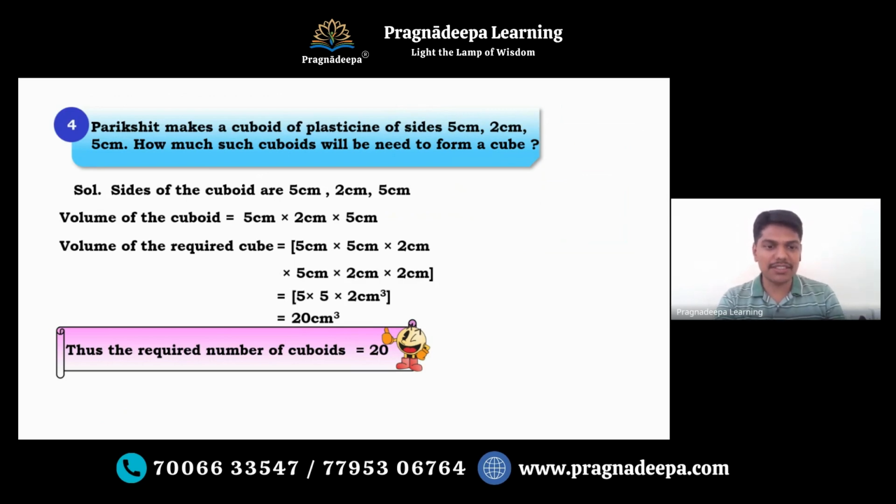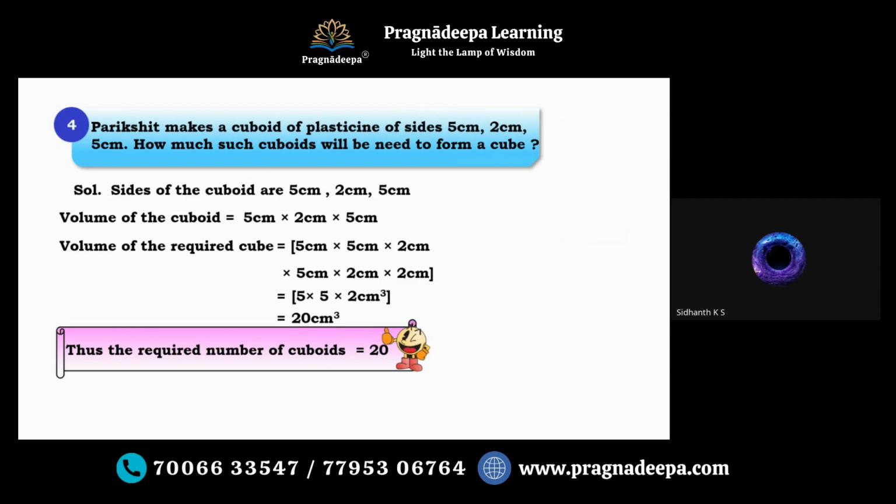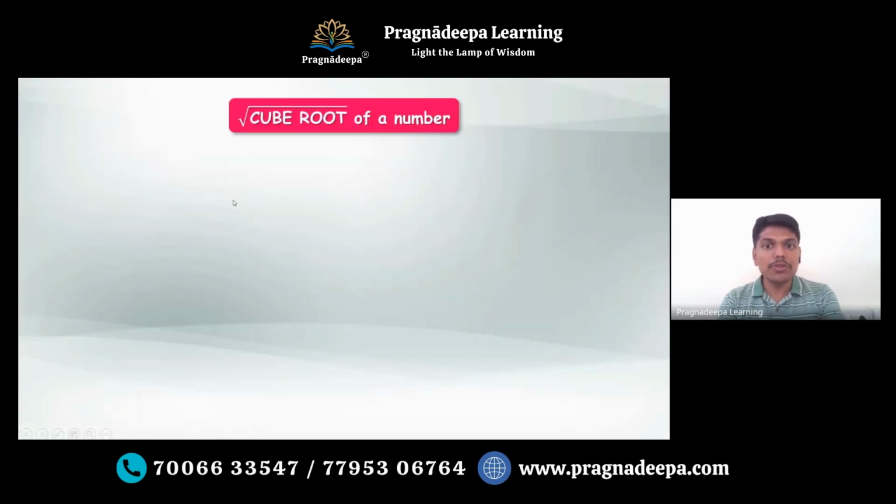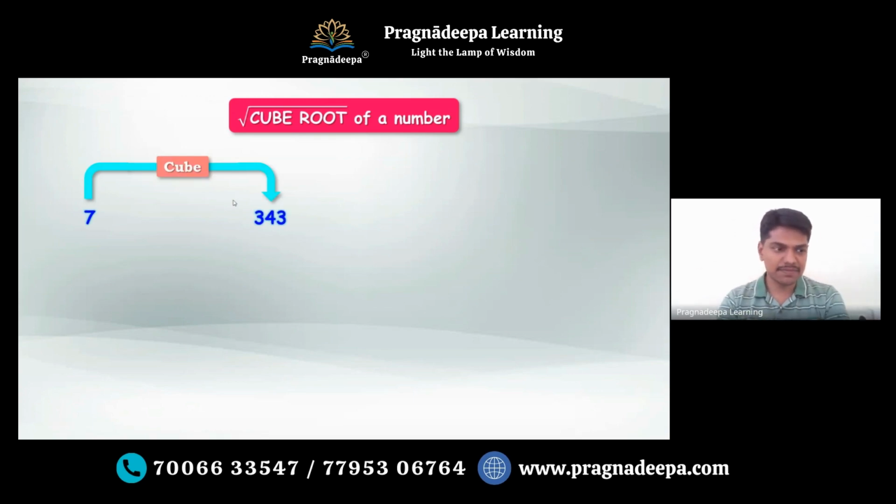It's a reverse process, right? Yes, sir. It's a reverse process. Okay. Sorry. So cube root of a number is the other way around. I have a number. You have to find the cube root of it. So for example, 7 cube is 343, correct?